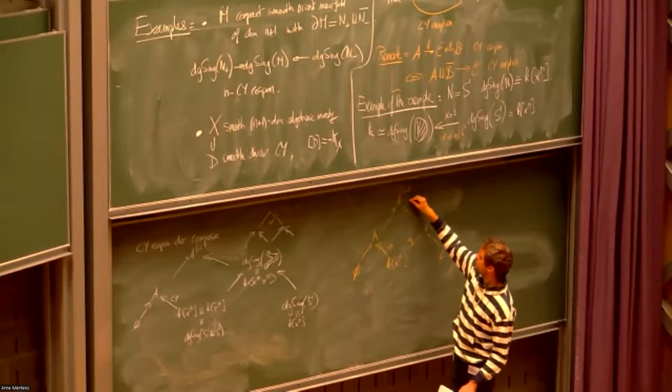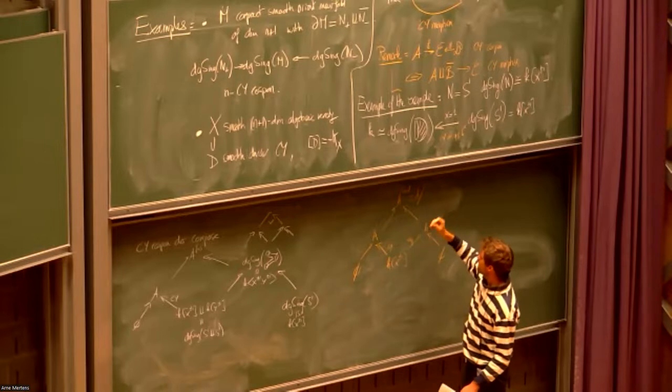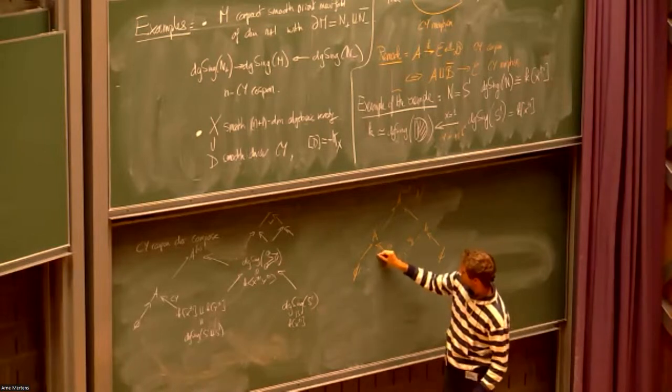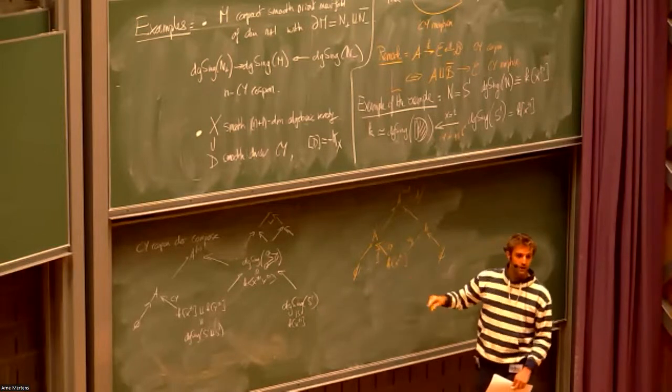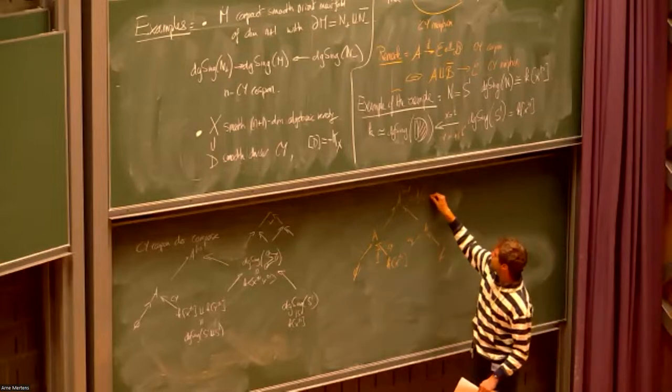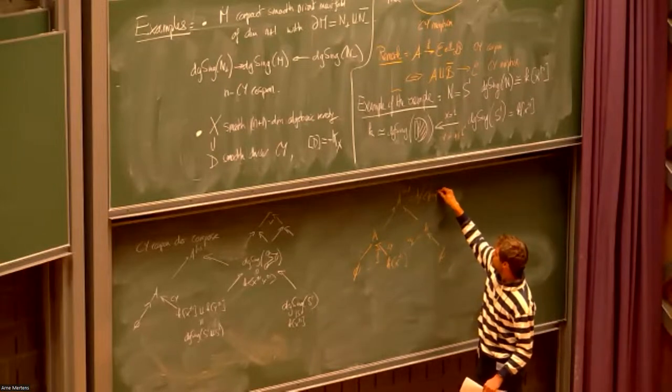So that is just, if you look at what it is, that is just A. So if you look at this as just an invertible element in A, that's just modding out by the relation that phi is equal to Q, right?